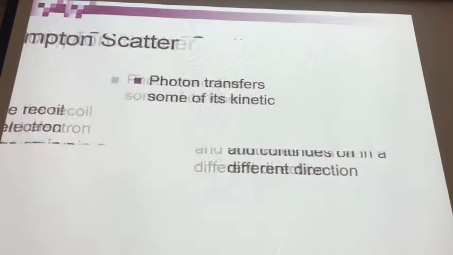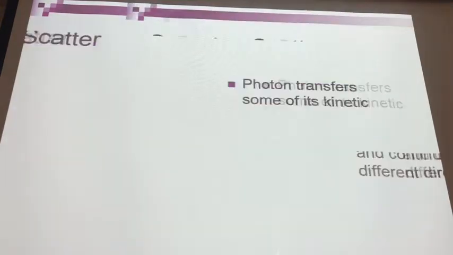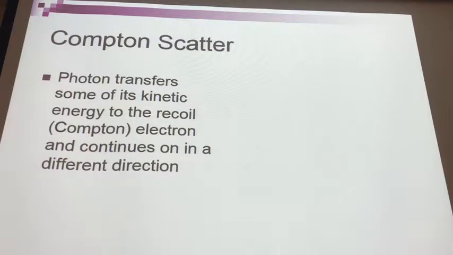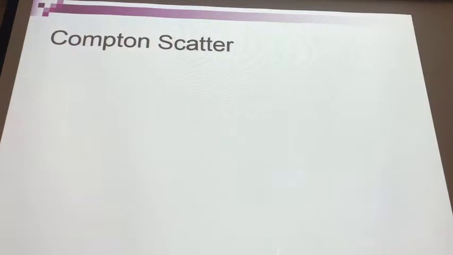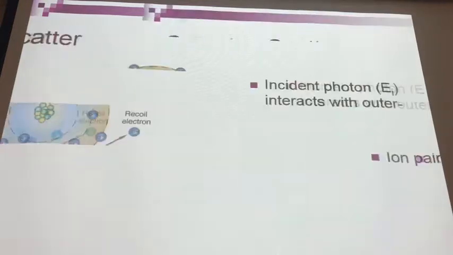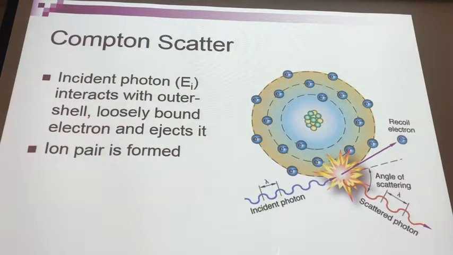Okay, a few more things. The photon will transfer some of its kinetic energy to the recoil electron, also called the Compton electron. And then it will continue in a different direction. I said that before. Now here's another. Oh, I'm going backwards. Sorry.